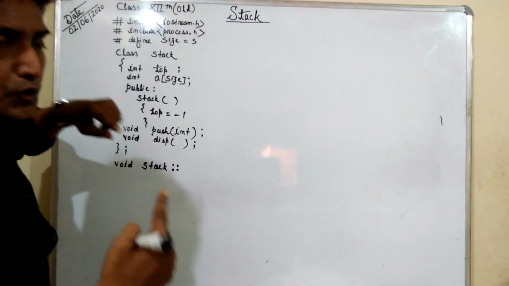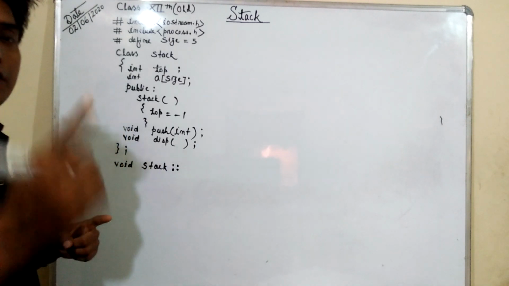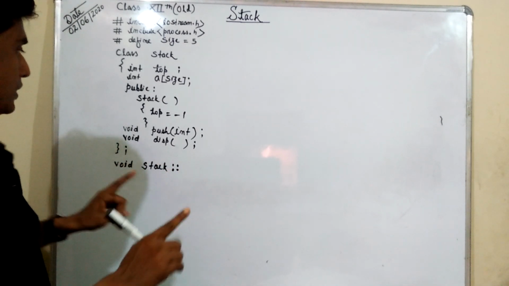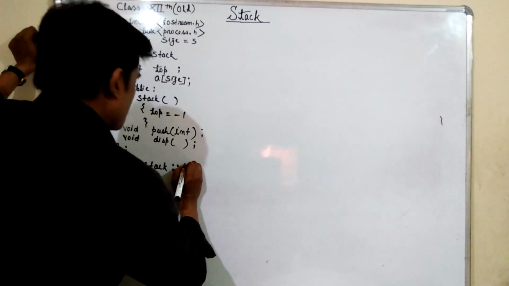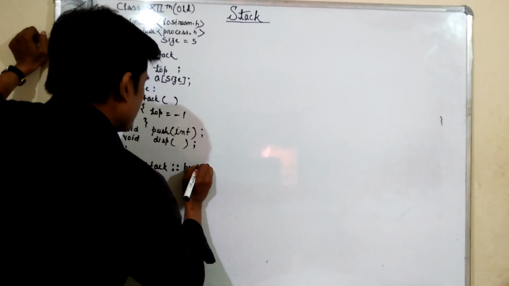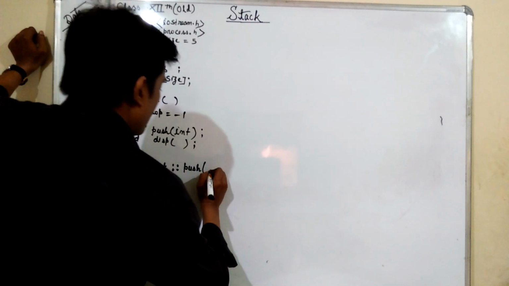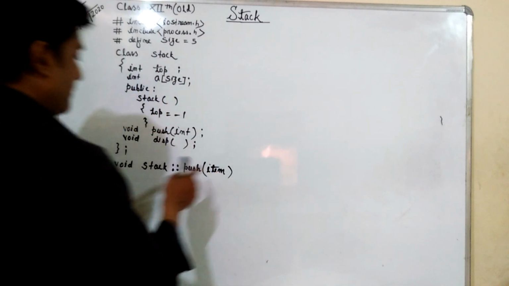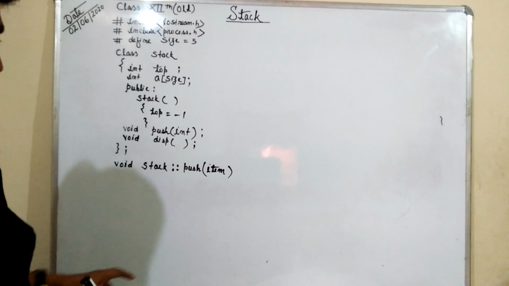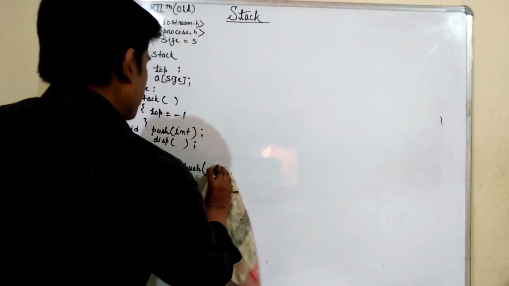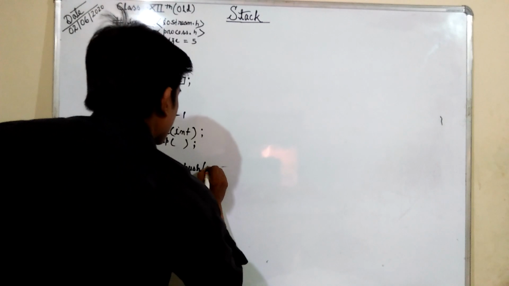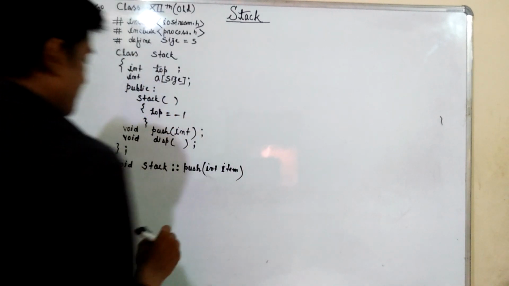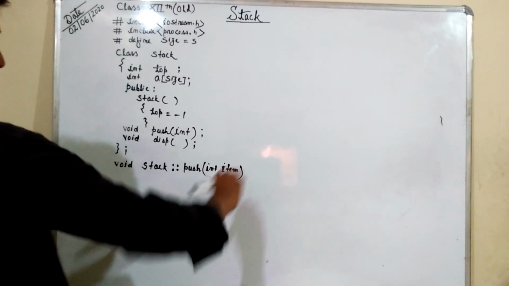If you are going to define your function outside your class, this operator should be mentioned between the class and the function name. And here, students, push, I am going to use push. Now I have to declare the name of the parameter, item, or otherwise you can use int item also. Int item, that is better. Now I have declared the item.